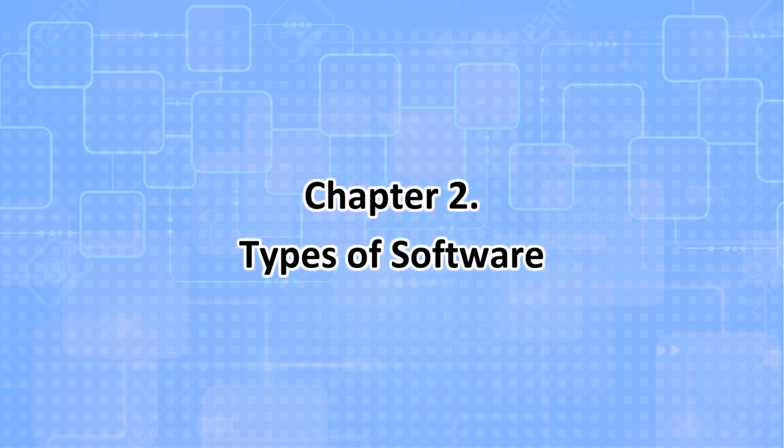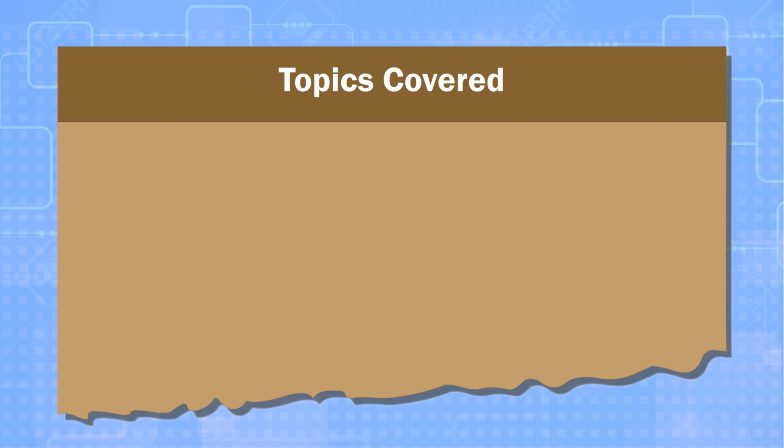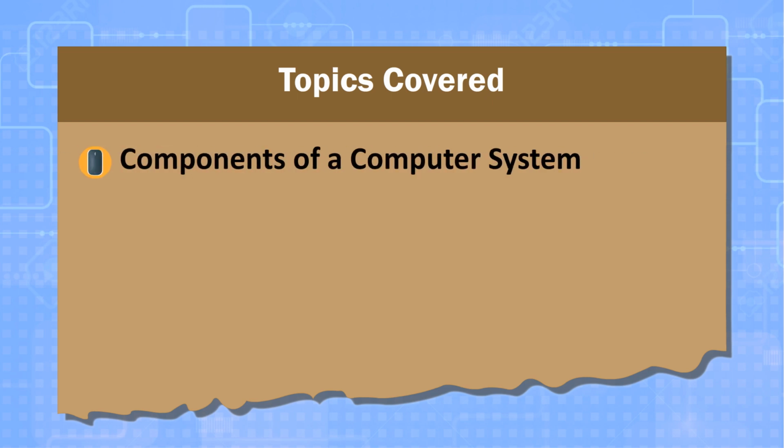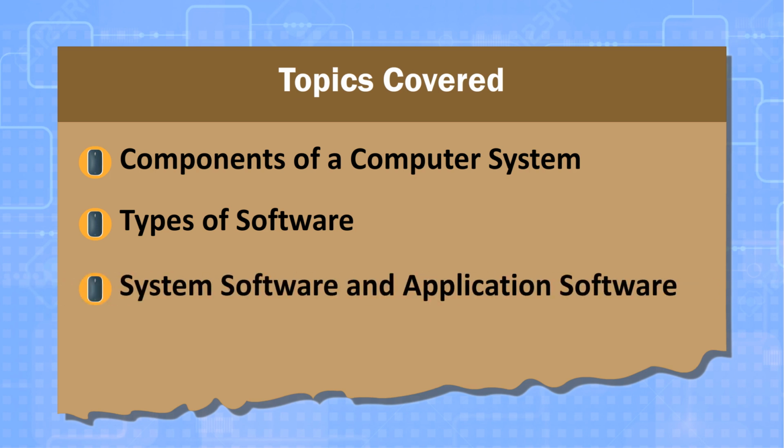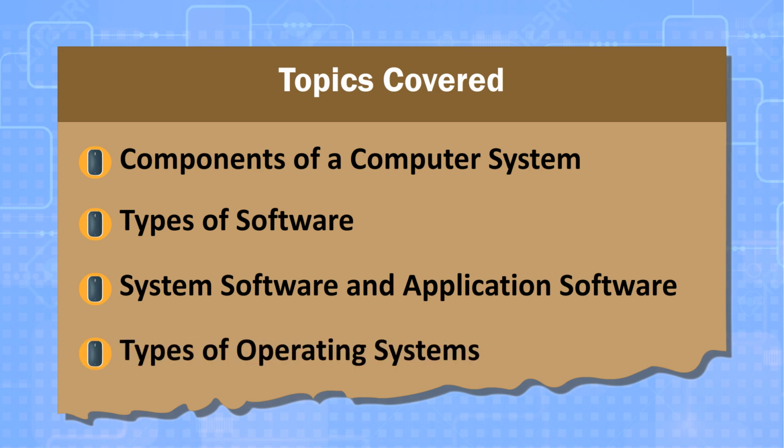Chapter 2. Types of software. Topics covered: components of a computer system, types of software, system software and application software, types of operating systems.